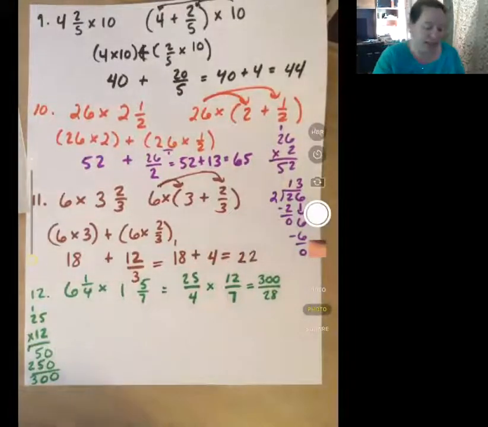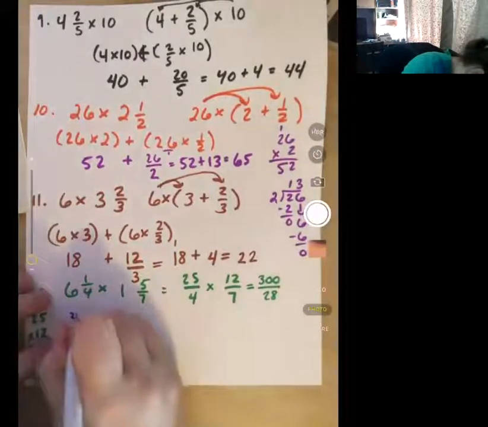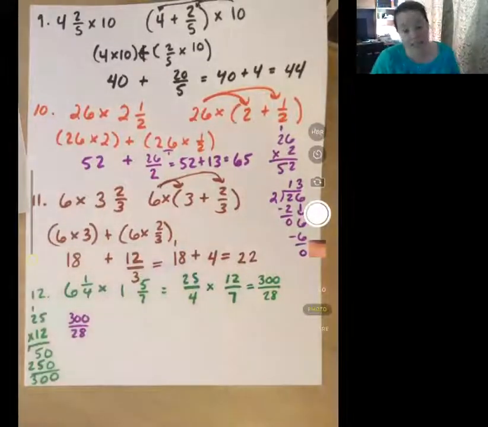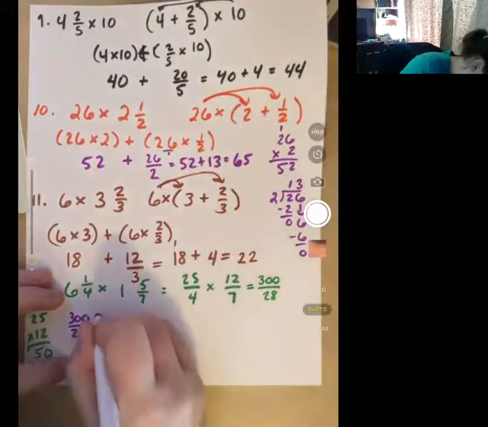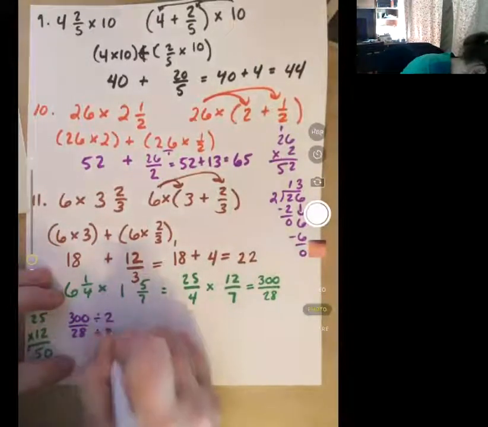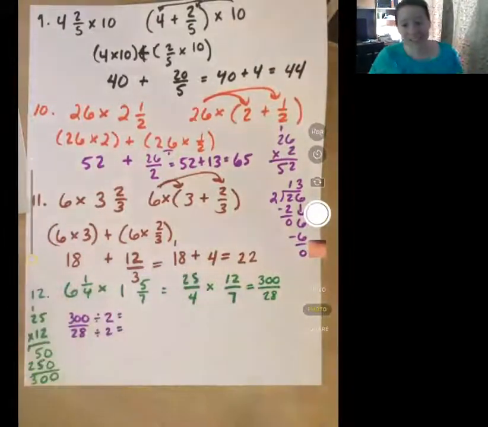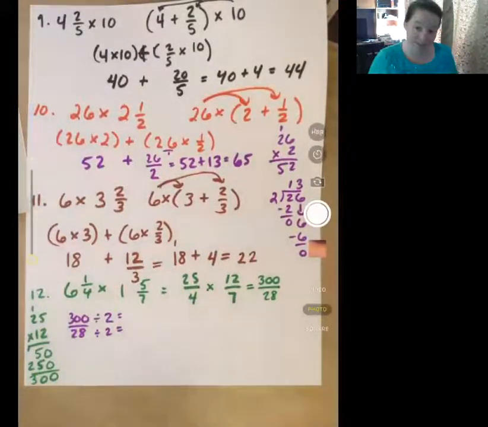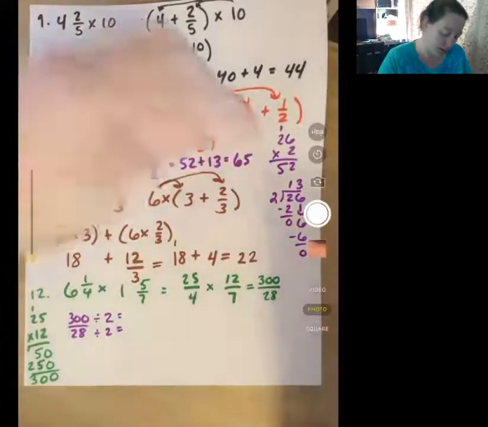And now I can see if I can take anything out of it. 300 over 28. They're both even, so I can take out a 2. As I said, it's not super complicated. It just takes a really long amount of time to do.